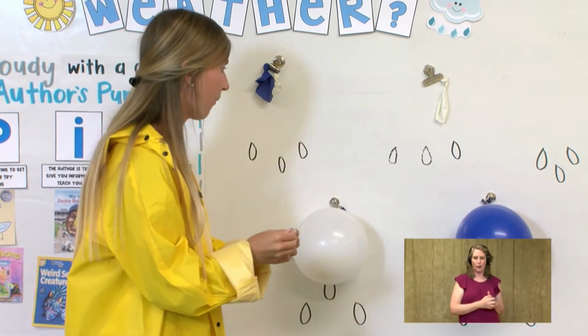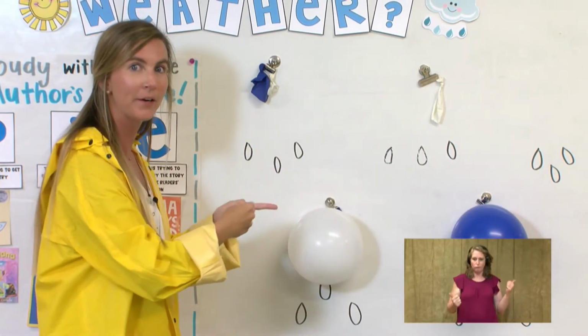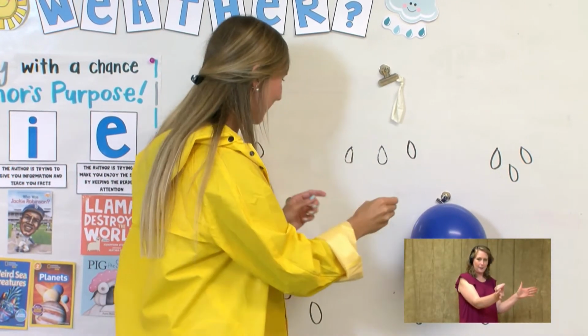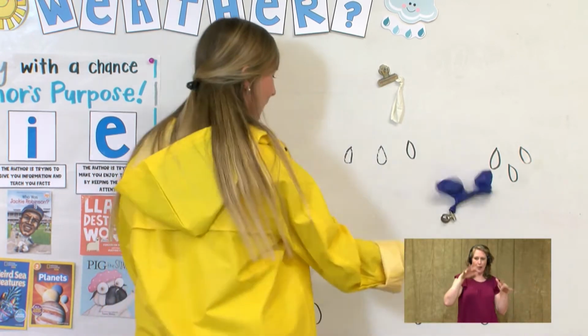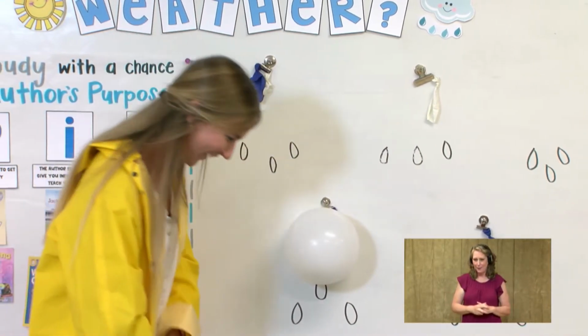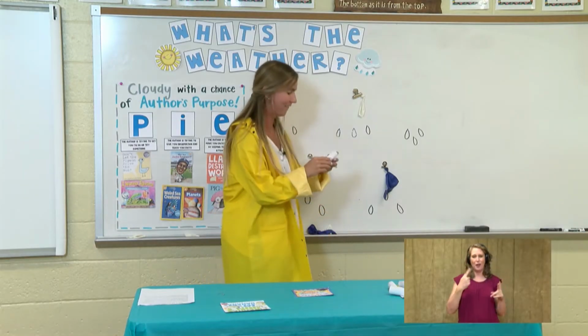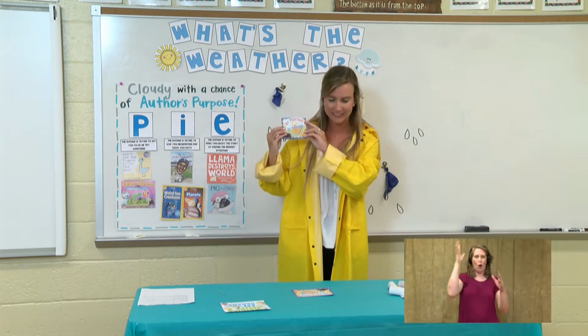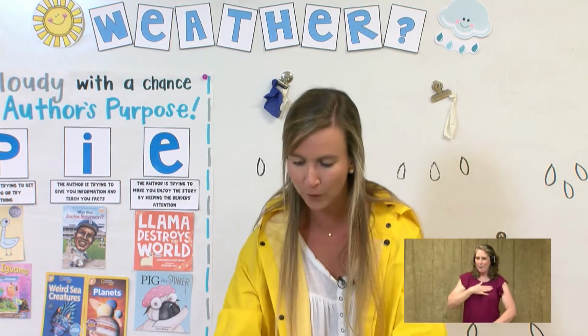Here we go. Which one y'all want me to do? White or blue? White or blue? Blue? Okay. Here we go. All right, look at all these raindrops coming out of my clouds and woo-hoo! All right, we have My Teacher for President. Yes, My Teacher for President.